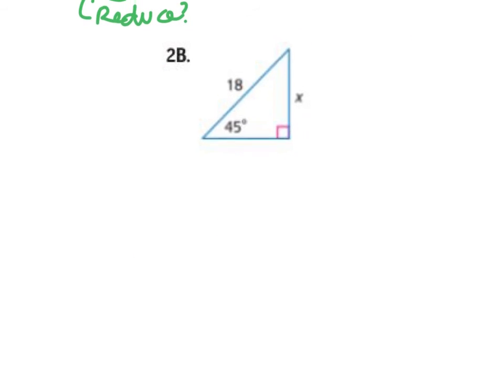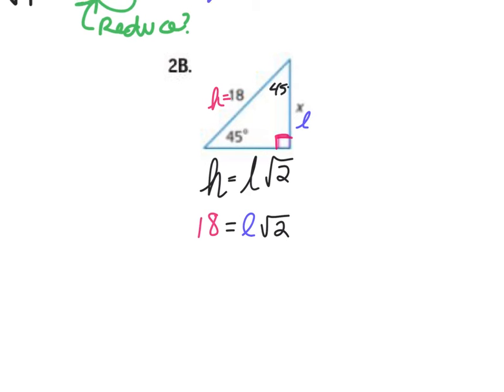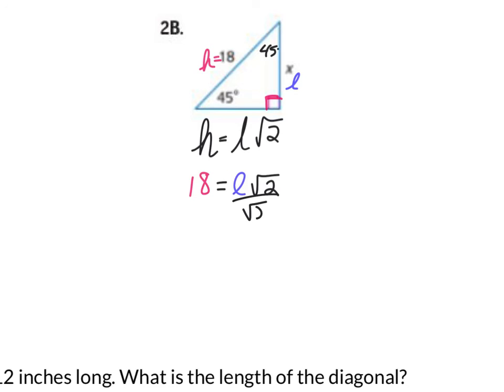Let's look at one more example of these. Okay, so again, we're looking for our leg. We know it's a 45, 45, 90 because we have a 90-degree angle. And then these two have to be complementary, so this is 45 as well. Okay, start with our formula, leg square root of 2. Our hypotenuse is 18. We are looking for our leg value. Okay, so here we again divide by square root of 2. Our leg is equal to 18 over the square root of 2.